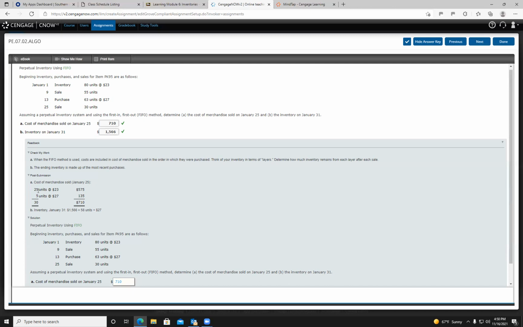So 25 units at $23 plus 5 units at $27 equals a total of 30 units, which is what we sold on January 25th, was 30 units. All right, when we multiply it out and then add it together, our total cost of goods sold for the sales transaction that occurred on January 25th is $710.